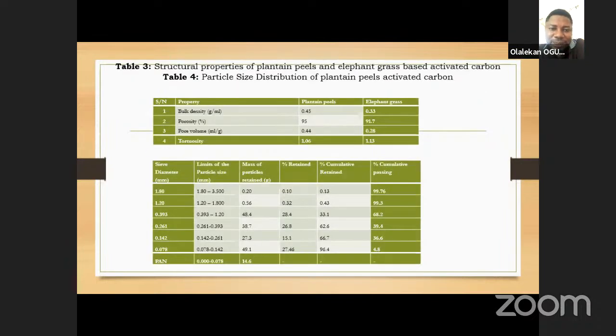Next slide. Okay, sir. Table 3 is talking about the structural properties of the plantain peels, while table 4 is talking about the particle size distribution of the plantain peel. They are given according to specification there: the mass of particle retained, limit of the particle size, the percentage retained, percentage cumulative retained, and percentage cumulative passing. All of them are given. So to the next slide, sir.